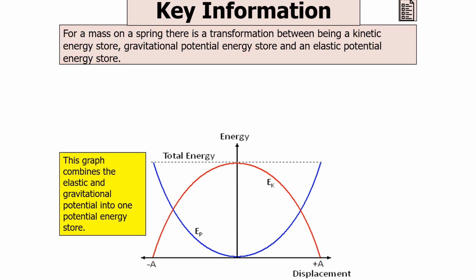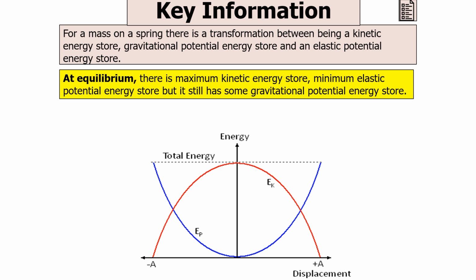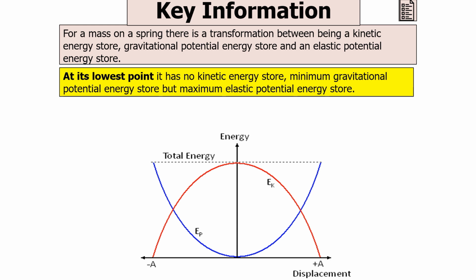Now this graph combines the elastic and gravitational potential into one potential energy store. At the top, there's a maximum elastic potential energy store and gravitational potential energy store, but a minimum kinetic energy store. At equilibrium, there's a maximum kinetic energy store, minimum elastic potential energy store, but there is still some gravitational potential energy store. Whilst at its lowest, it has no kinetic energy store, minimum gravitational potential energy store, but maximum elastic potential energy store.